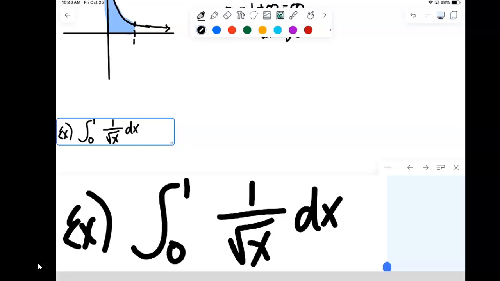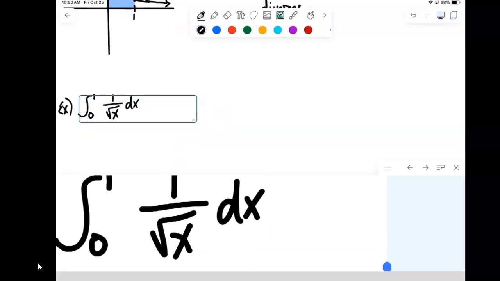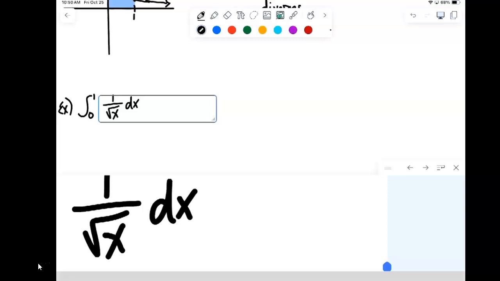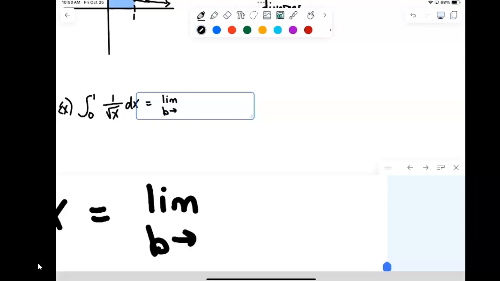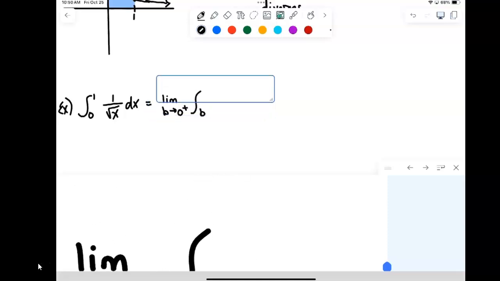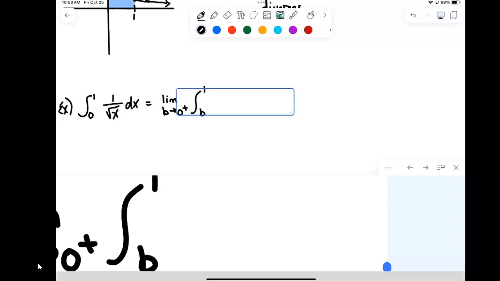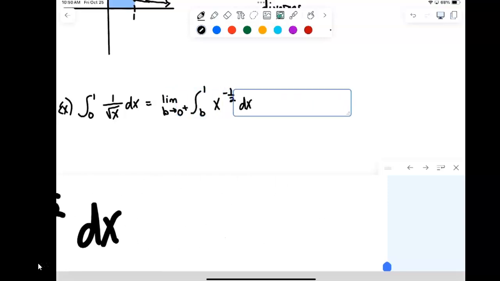Okay, so let's consider the integral from 0 to 1 of 1 over the square root of x. So once again, we have an asymptote at 0. So we write it as the limit as b approaches 0 from the right, above, of the integral from b to 1 of x to the minus 1/2 dx. So we apply our integration techniques.